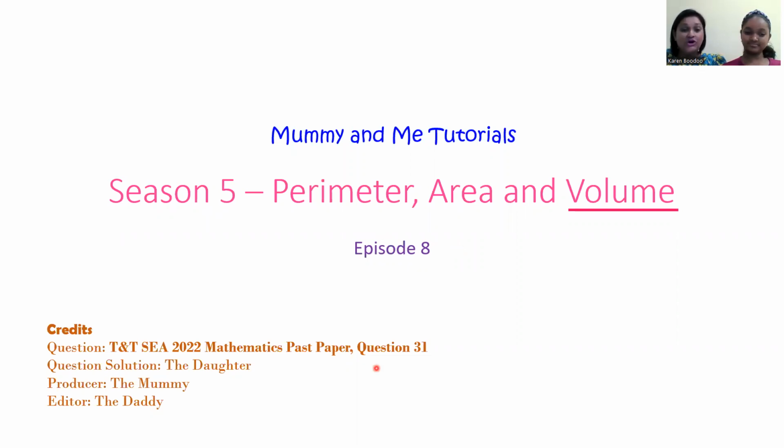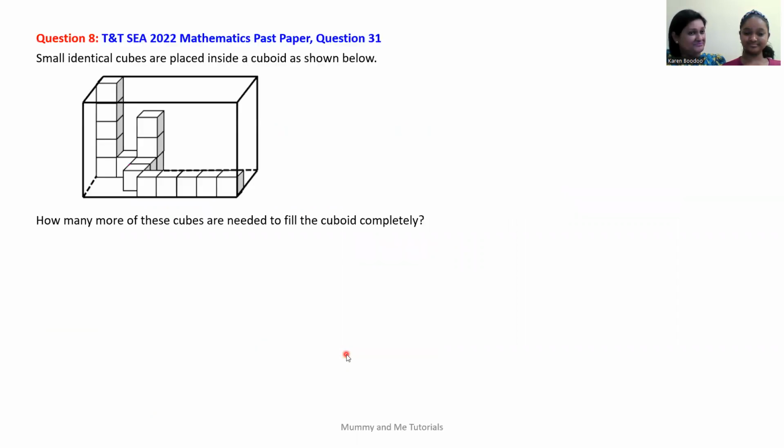Today we are looking at question 31 of the SCA 2022 Mathematics Past Paper. Small identical cubes are placed inside a cuboid as shown below. How many more of these cubes are needed to fill the cuboid completely? Any keywords in this question? Yes, more and fill the cuboid.